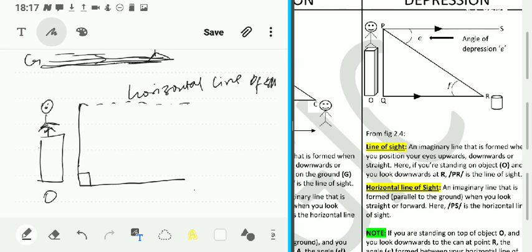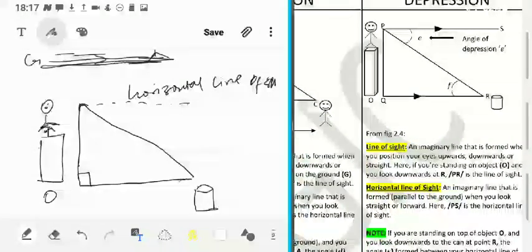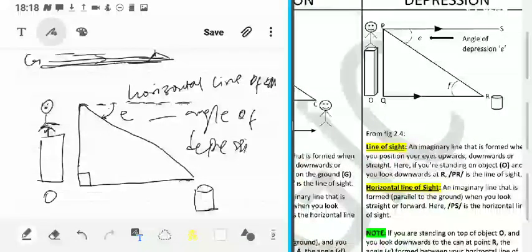Now, if the person is looking down at a can, let's say this is the can here, the person now looks downwards to this can. This is the original line of sight. When the person is looking downwards, the angle will be coming down. The angle that is formed here, which I called E from your resource file, is known as the angle of depression. So note, when you look downwards, an angle of depression is formed. But take note of something else, that the angle of depression is equal to this angle here that I labeled F. Why?